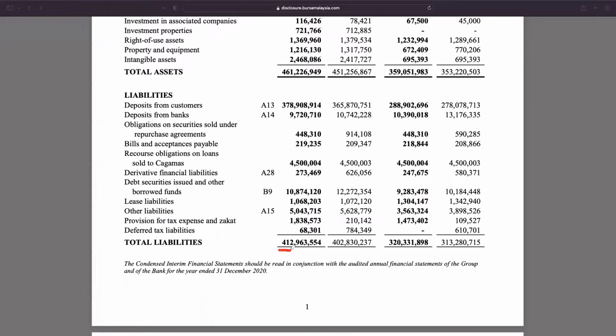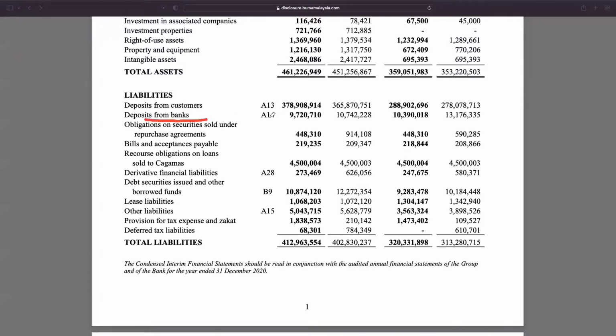So let's go to this liability. Liability for this Public Bank is 412 million. What is the biggest of this all? It belongs to deposit from customer. This deposit from customer is like the money you save in the bank, your FD, your current account, your saving account, regardless of whether they pay you interest. FD they pay you interest, but some current accounts don't have any interest, also saving accounts.